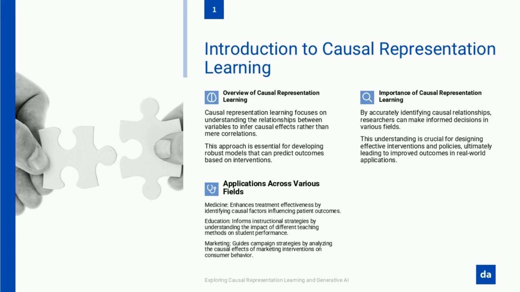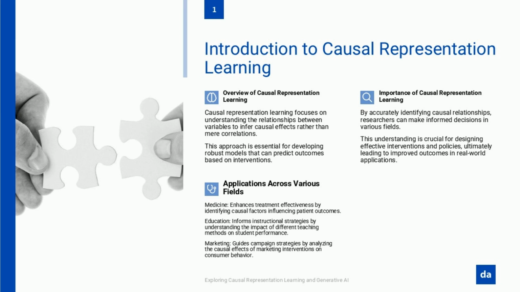The importance of causal representation learning cannot be overstated. By accurately understanding cause and effect relationships, we can design better interventions and policies across these and many other fields. It's not just about knowing what happens when we take an action, but understanding why it happens so we can refine and improve outcomes. This approach ensures that our predictions are not only accurate, but actionable.